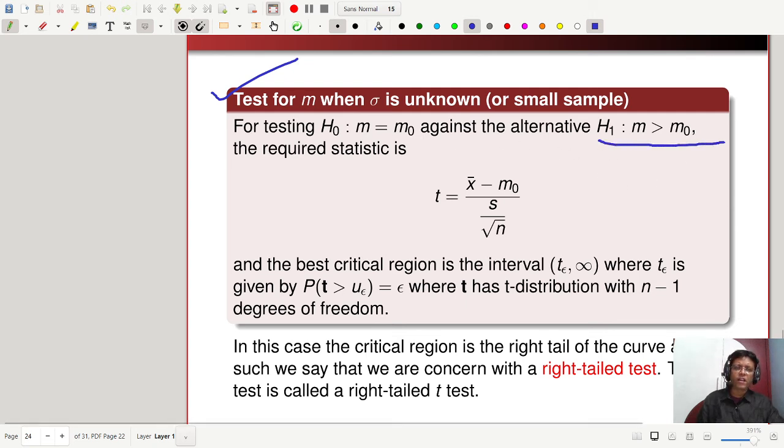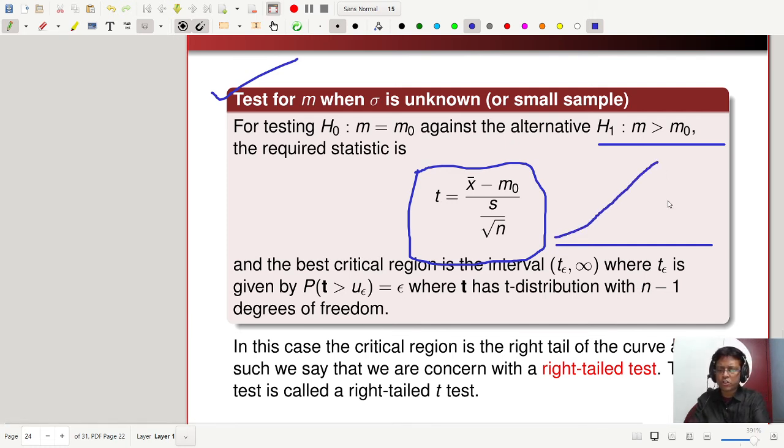So you have an alternative hypothesis. Your null hypothesis is m equal to m naught. Alternative is m more than m naught. So the required statistics is t statistics, t distribution, that is x bar minus m naught by small s by root n, where the critical region is t epsilon comma infinity. Okay, and this is much steeper actually, the t distribution curve.